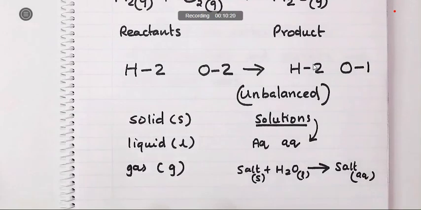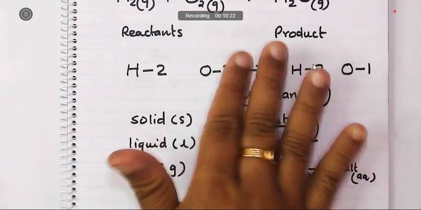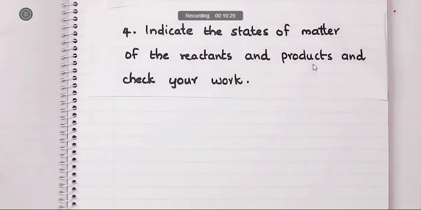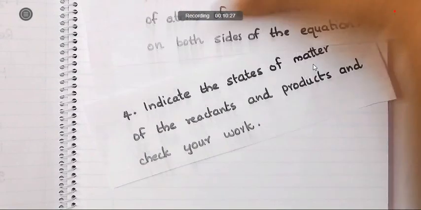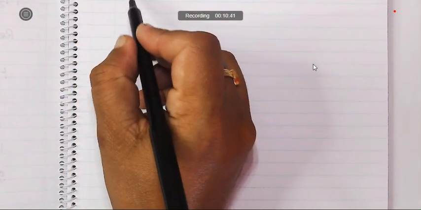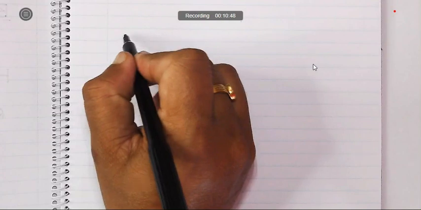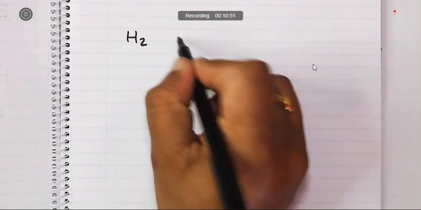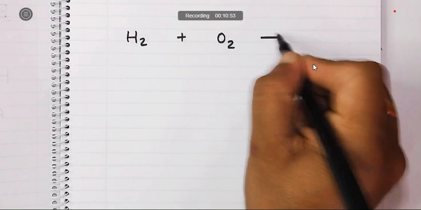Let's balance this chemical equation. We are going to balance the chemical equation. I'm going to write our unbalanced equation here, then we will work from there. The unbalanced equation is hydrogen plus oxygen gives H2O.